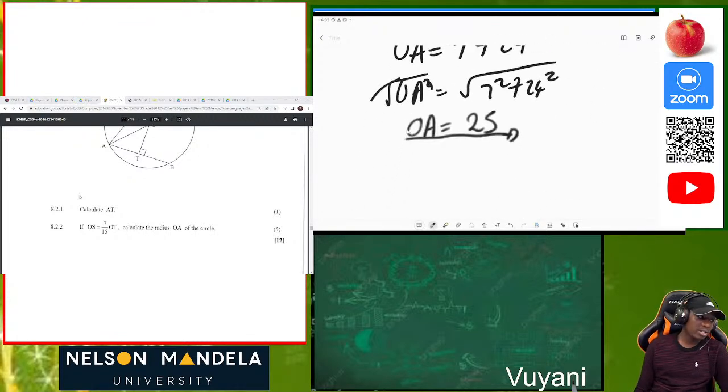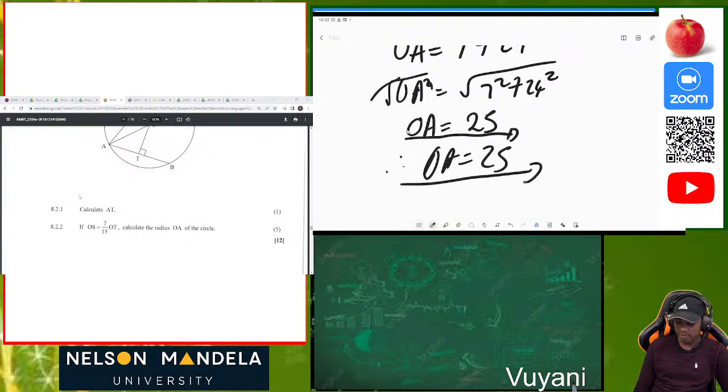Then our OA is equal to 25. So therefore we can conclude that OA is equal to 25. Then you have your marks. So that's how you calculate that one. You see that Euclidean geometry is not hard. You must be able to analyze your question the same way I was doing. It doesn't change. Analyze the same way always. Then you will get your answer.